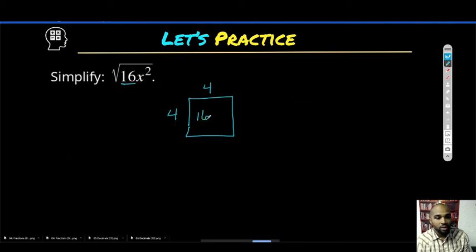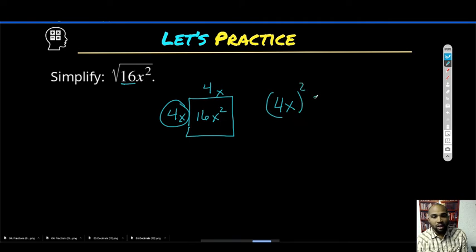So that's 4 and 4 give me 16. Well, how do I get an x squared? Well, x times x will give me an x squared. So I know that my square root is 4x. Why? Because 4x, all of that squared, is going to equal 4 squared, which is 16, and x squared is equal to x squared.